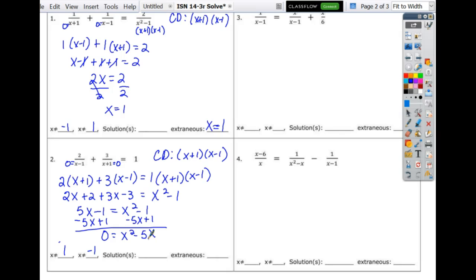So I can't do the t-chart because I don't have a c. So what do these two have in common? So I get x minus 5. So if I set this equal to 0 and this equal to 0, so I get 0 and 5. So neither one is a 1 or a negative 1, so these are both solutions.